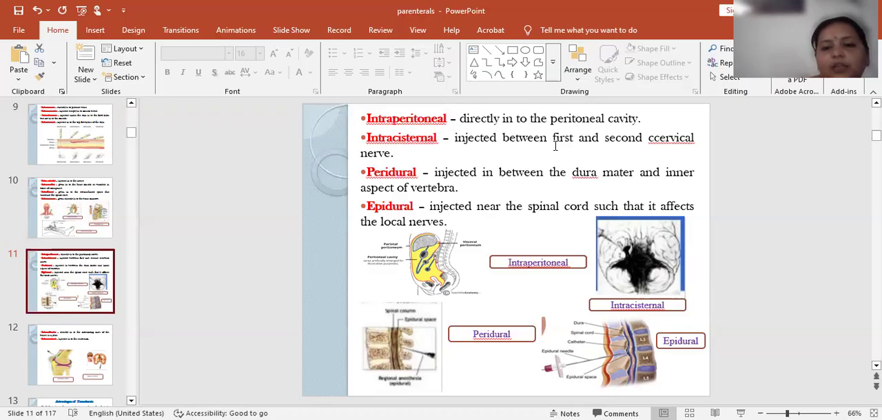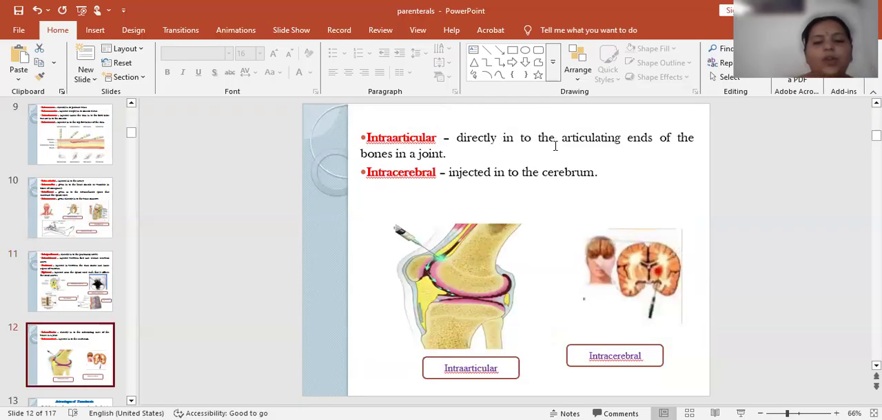And next, coming to the peridural, injected between the dura mater and the inner aspect of the vertebra. And next, epidural, injected near the spinal cord, such that this one can affect the local nerves. Okay, and next, intra-articular, directly into the articulating ends of the bones in a joint. We can see this clearly in this picture, intra-articular.